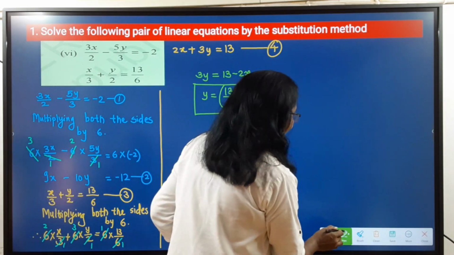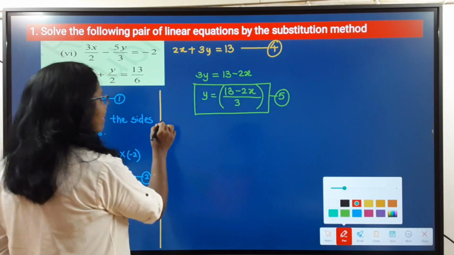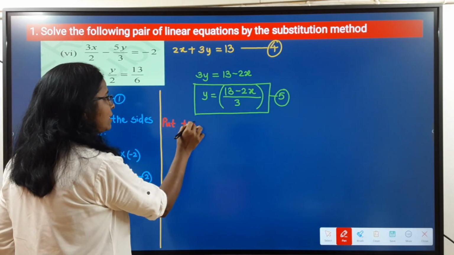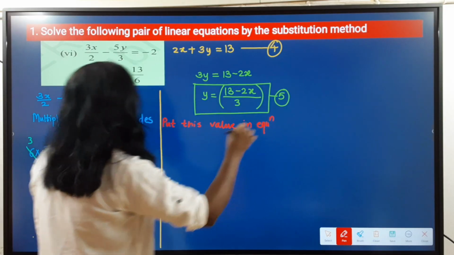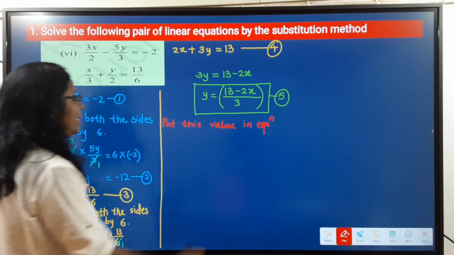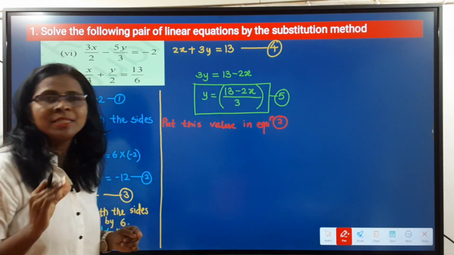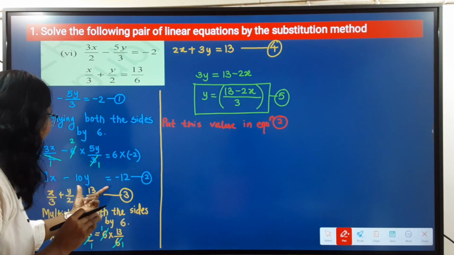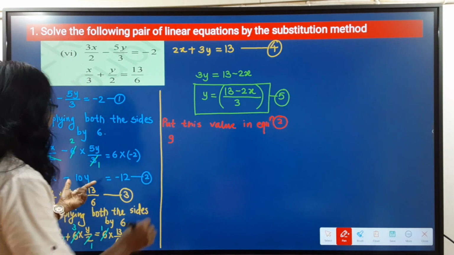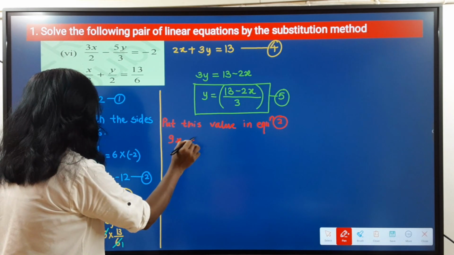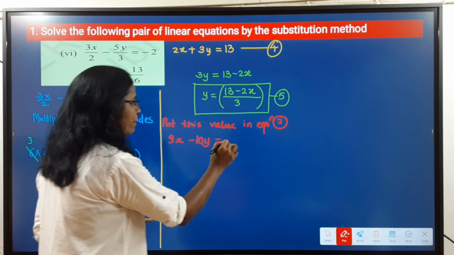So that's why I put this value in equation 2, because it is the simplest equation, students. The second equation is the simplest one. So I put this value in equation 2. I write down the second equation, 9x minus 10y is equal to minus 12.